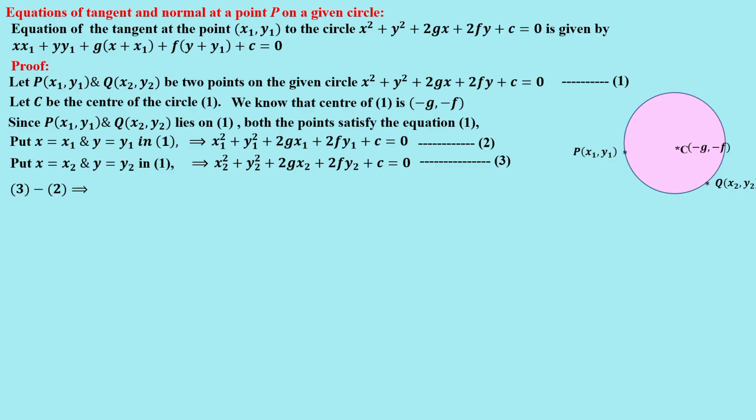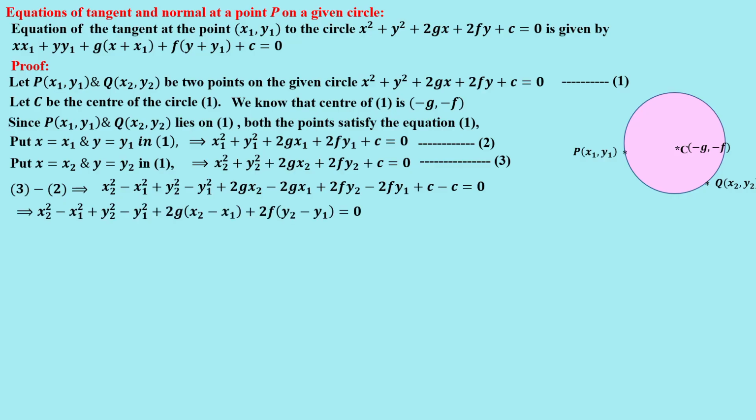Now 3 minus 2. So x2² - x1² + y2² - y1² + 2gx2 - 2gx1 + 2fy2 - 2fy1 + c - c. We are subtracting corresponding terms. So x2² - x1² + y2² - y1². 2g is common in the 5th and 6th terms, so take it outside: 2g(x2 - x1). Similarly, in the 7th and 8th terms 2f is common: 2f(y2 - y1). c - c is 0, that is equal to 0.